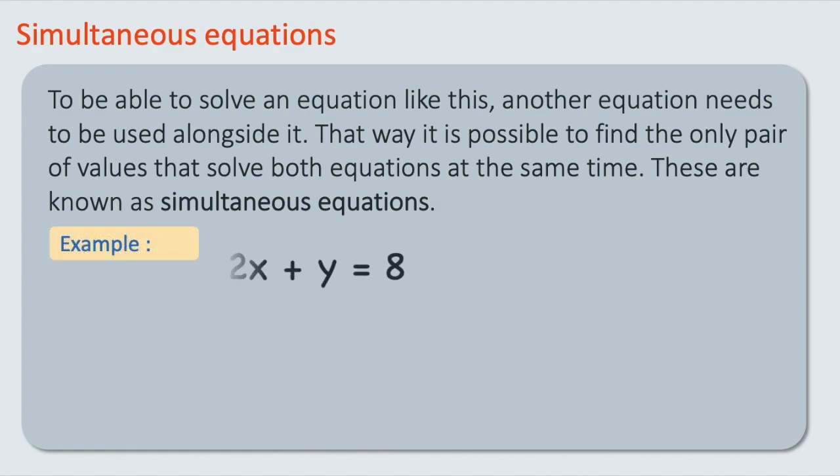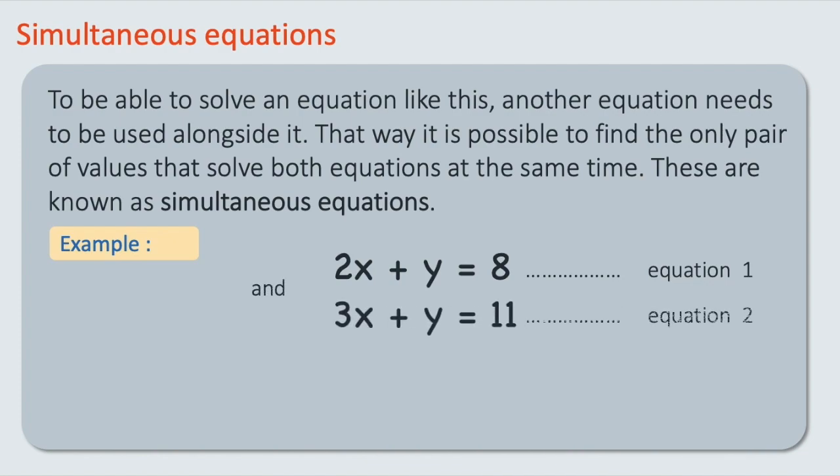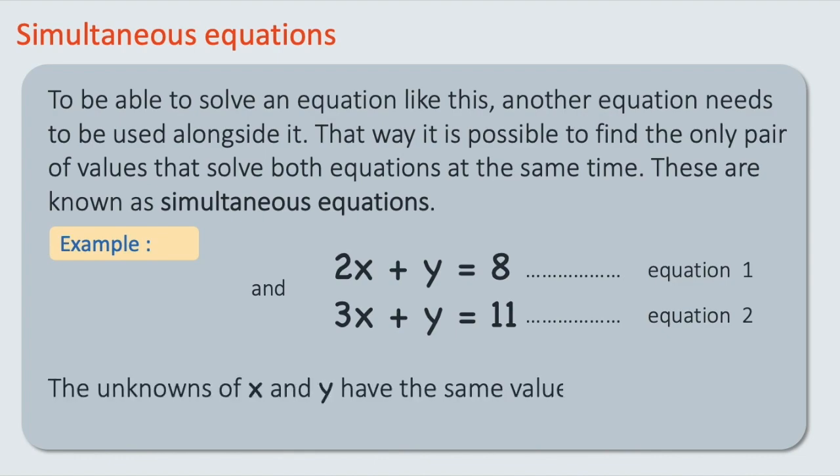Example: 2x + y = 8. We will call this equation 1. And 3x + y = 11. We will call this equation 2. The unknowns of x and y have the same value in both equations. This fact can be used to help solve the two simultaneous equations.